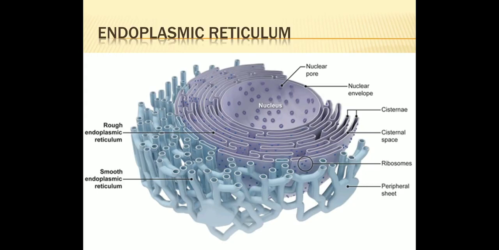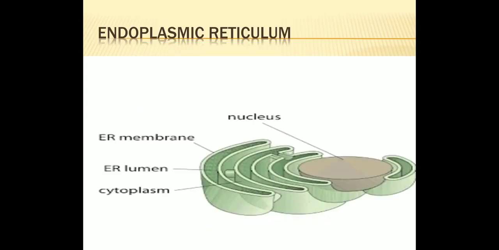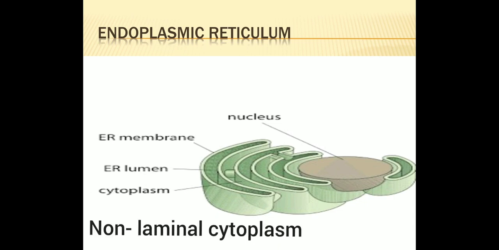And this endoplasmic reticulum divides the cytoplasm into two parts. One, which is within the lumen of endoplasmic reticulum, is called luminal cytoplasm, and the second one, which is outside the endoplasmic reticulum, is called non-luminal cytoplasm.